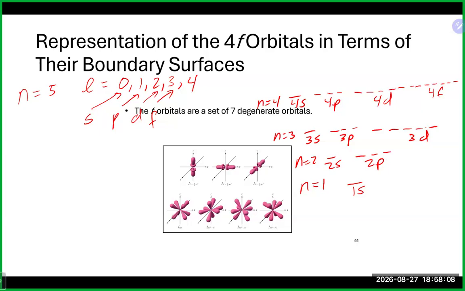Because we run out of elements there. Elements only get to f basically. But in theory, there are these other orbitals on the fifth energy level, the sixth energy level, seventh energy level, and the orbitals just go alphabetical after f if you get that high. Any questions on that there? All right, we'll lay that up there.